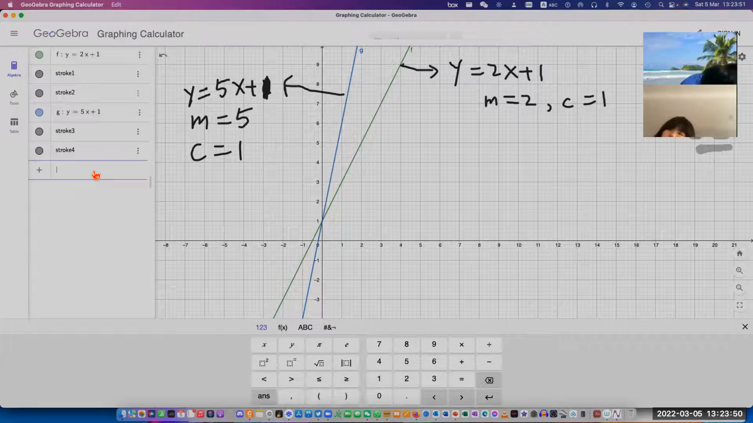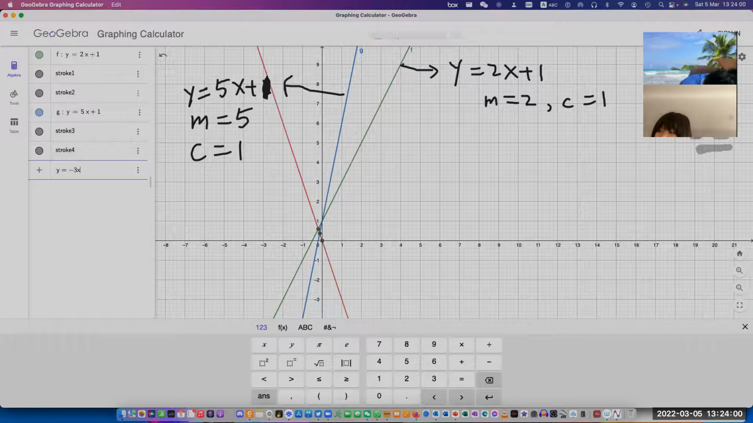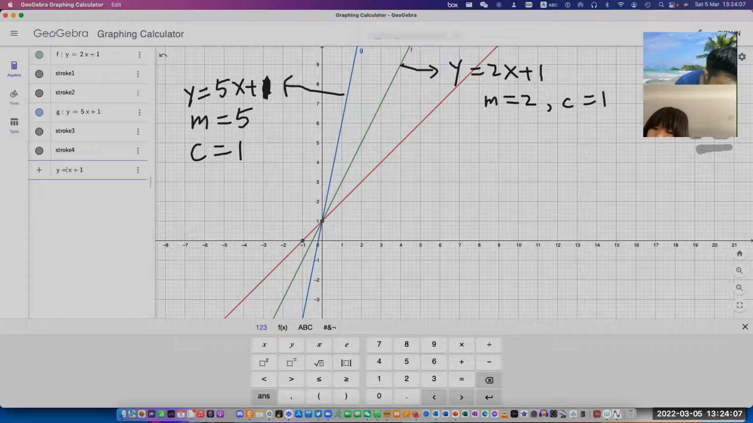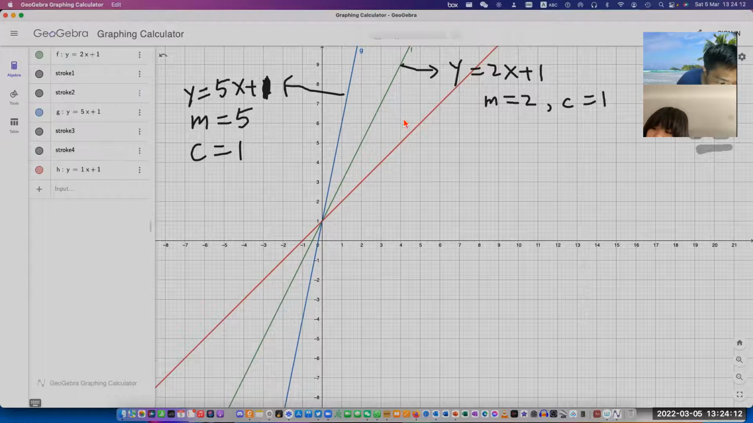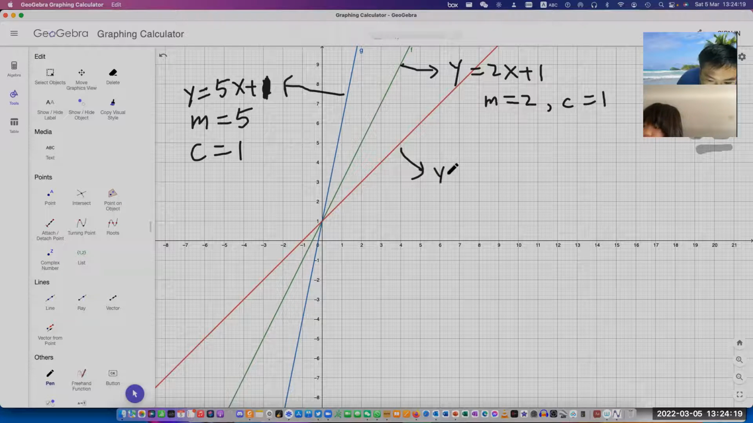So let me insert another line. y is equal to, so just now is 2, let me go to minus 3 x plus 1. Okay, minus 3 doesn't look very nice. Maybe let's not play with negative first. Let's go for 1x first. Okay, good. So this is my x plus 1. So I'm going to label it. So this is your y equals to 1x plus 1. So in this case, your m is equal to 1, your c is equal to 1.